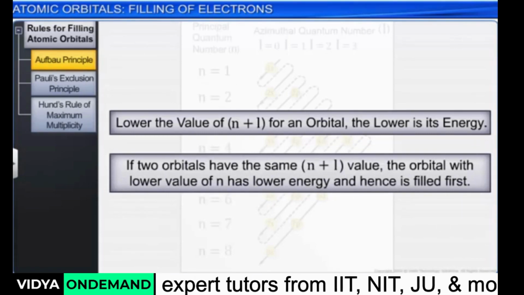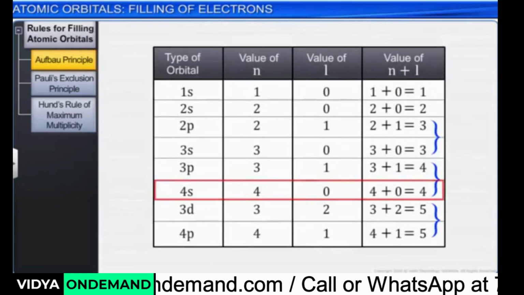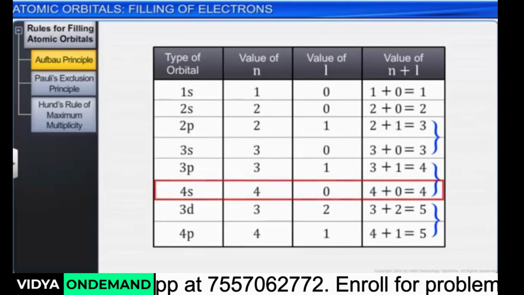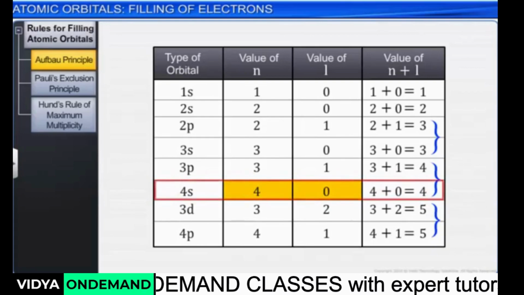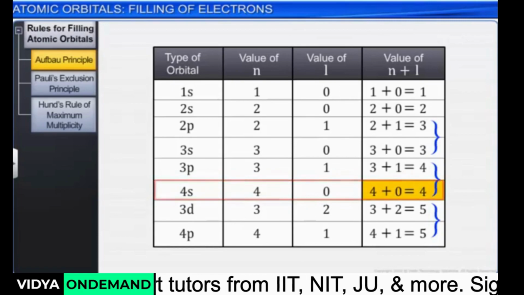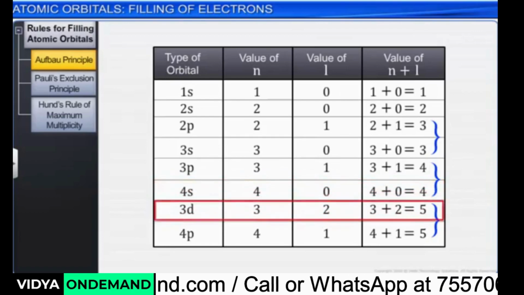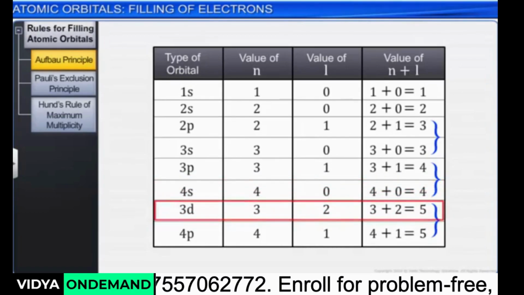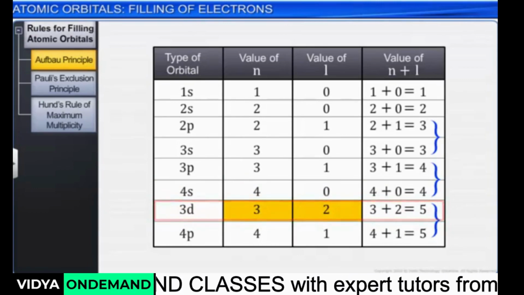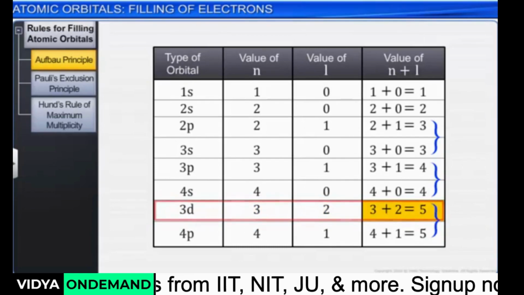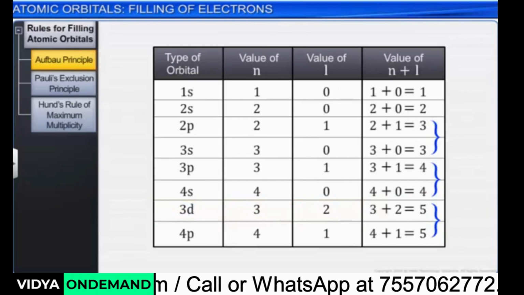For example, for 4s orbital, the value of n and L are 4 and 0 respectively. Hence, the n plus L value is 4 plus 0 equal to 4. For 3d orbital, the value of n and L are 3 and 2 respectively. Hence, the n plus L value is 3 plus 2 equal to 5. This shows that the 4s orbital will be filled first, as the 4s orbital has lower value of n plus L than the 3d orbital has.